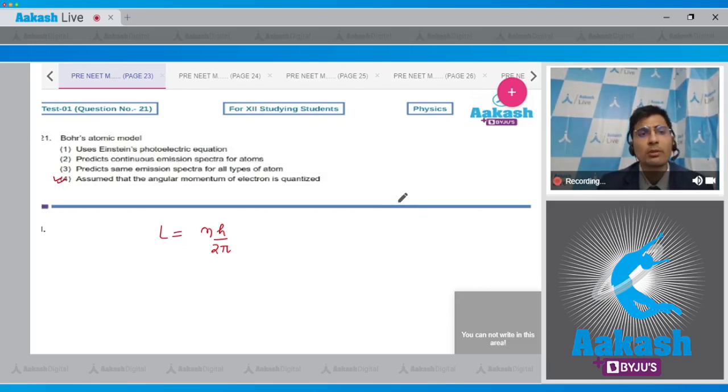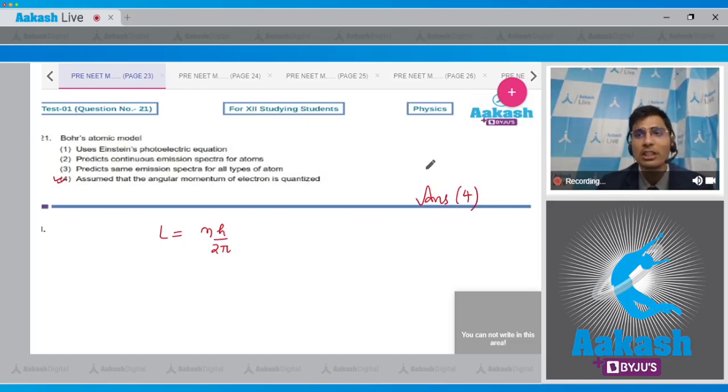As for the third option, it predicts same emission spectra for all types of atoms. This is wrong as well because it predicts different emission spectra and the energy levels for different type of atoms, and it depends not only on the n, that is the principal quantum number, but also on the z, that is the atomic number of the relevant atom. And hence for this question, the correct answer is option number 4.